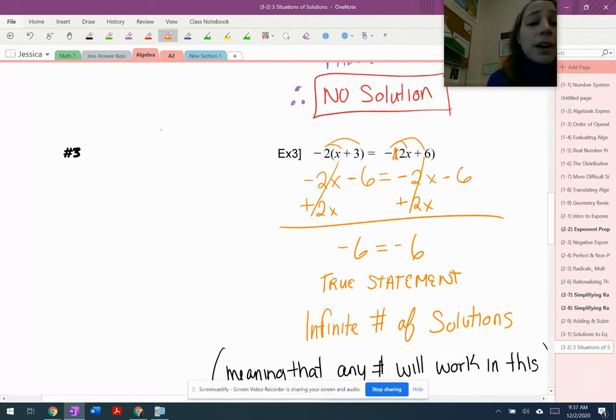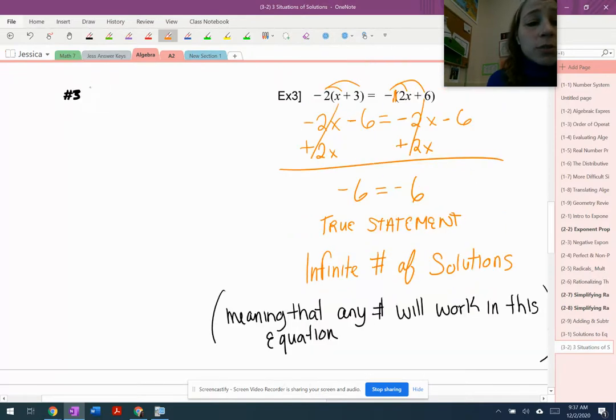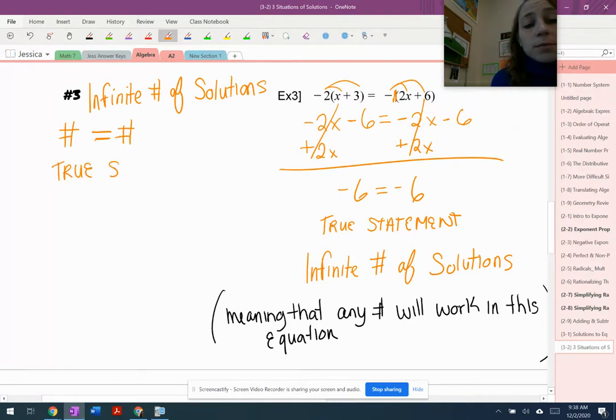So our third and final situation is infinite solutions. An infinite number of solutions. And this happens when you end up with a number that is equal to a number, a true statement like we said. And in this situation, just like the other one, the variables might cancel out.